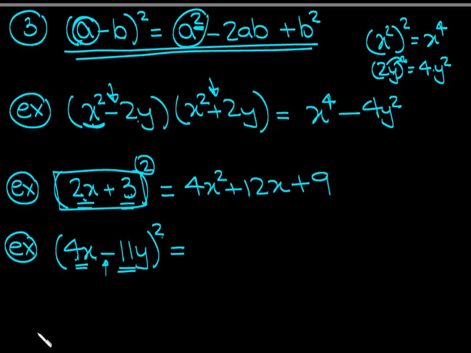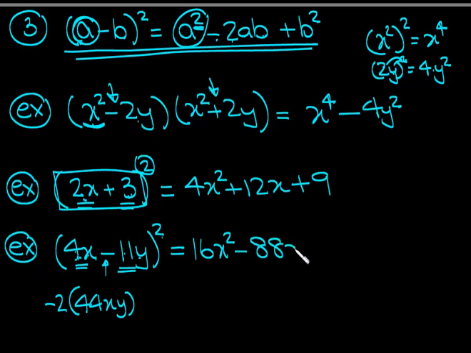What is 4x times 4x? It's 16x squared. Then we take 2 times the product of the first and the second term, and then throw in a negative in the front. So let's do that. What's the product of these two terms? 4 times 11 is 44xy. That's what we get. We get 44xy, and then we multiply that by negative 2, right? Because there's a negative 2 in the front. So you get negative 88xy, and then we take the square of the second term.